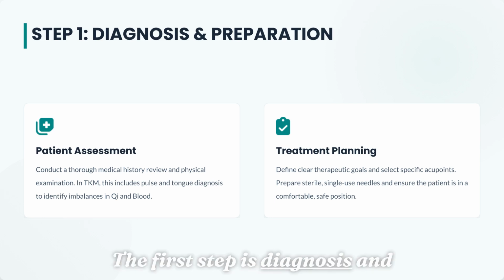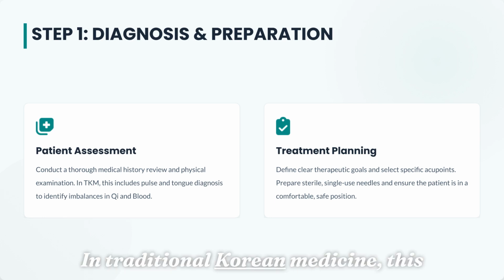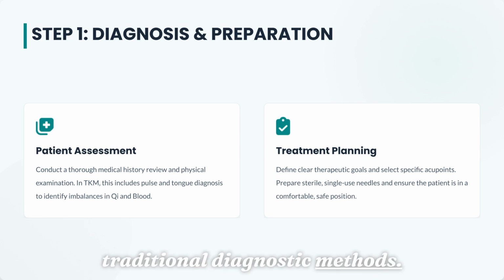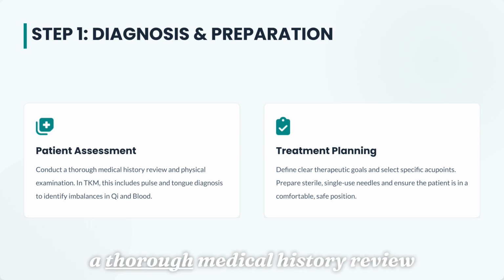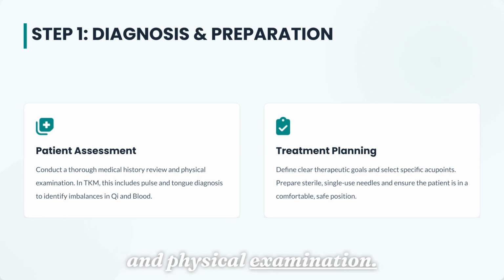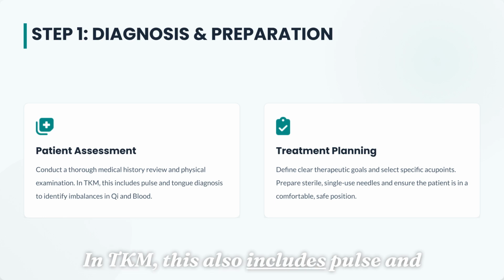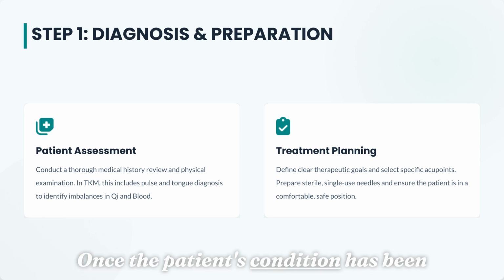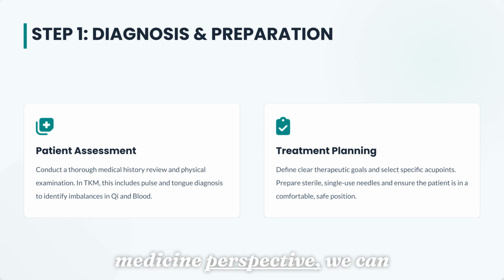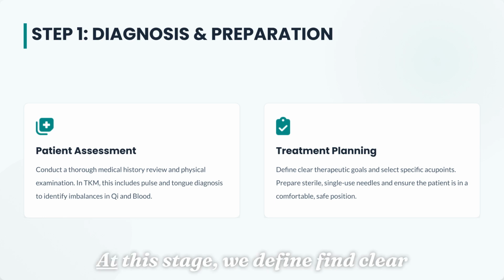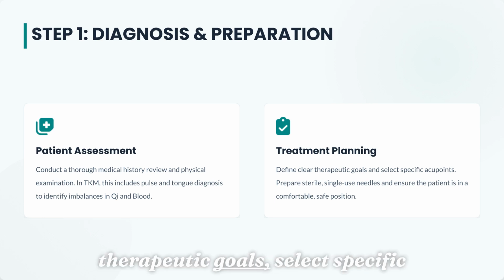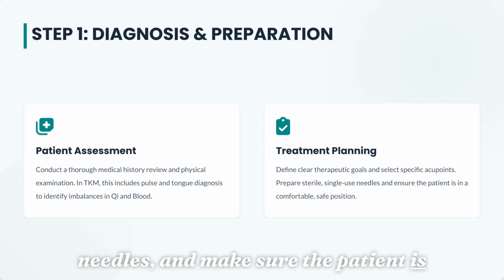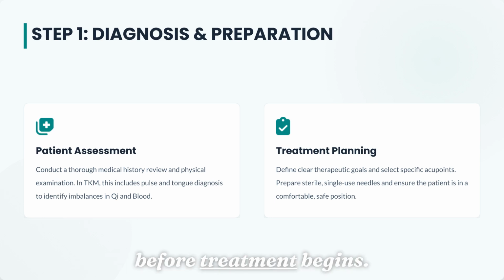The first step is diagnosis and preparation. In traditional Korean medicine, this means analyzing the patient's symptoms and signs through traditional diagnostic methods. We can summarize this as conducting a thorough medical history review and physical examination. In TKM, this also includes pulse and tongue diagnosis to identify imbalances in qi and blood. Once the patient's condition has been assessed from a traditional Korean medicine perspective, we can establish a treatment plan. At this stage, we define clear therapeutic goals, select specific acupoints, prepare sterile single-use needles, and make sure the patient is in a comfortable and safe position before treatment begins.